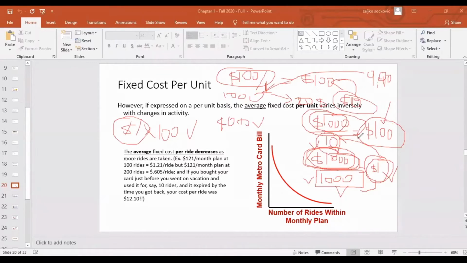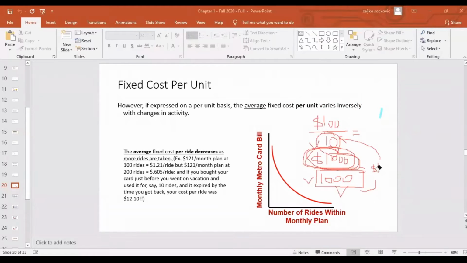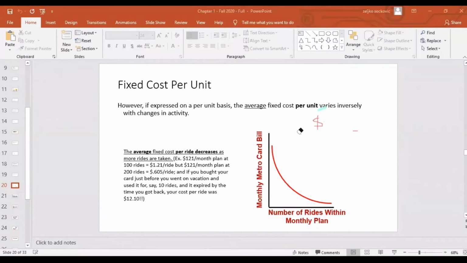Wonderful, beautiful business. So what's the point again? So yes, the important point is that fixed cost will not change. So what's another important point about fixed cost? Anybody from what we just discussed? The fixed cost per unit. The fixed cost per unit shows you how profitable you are.